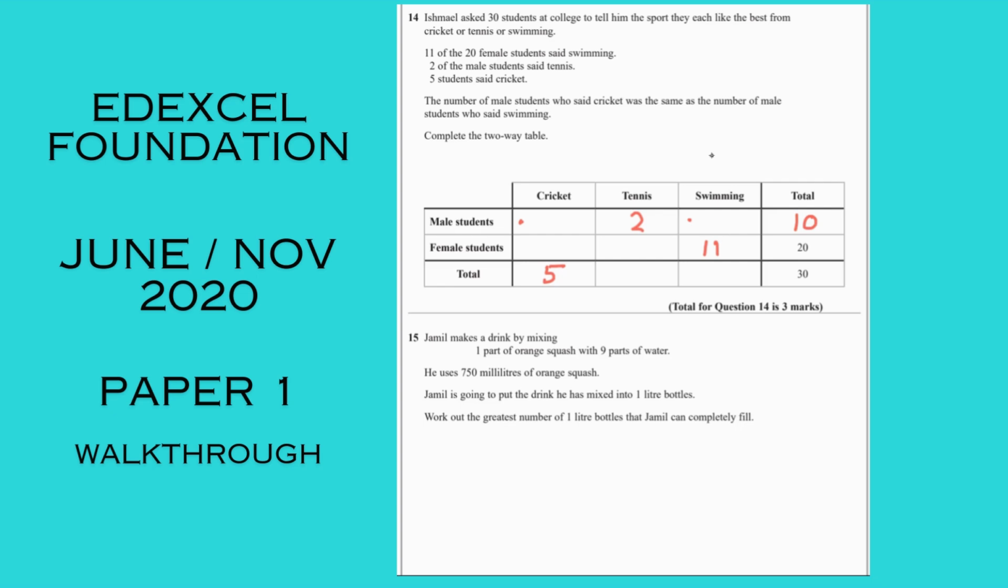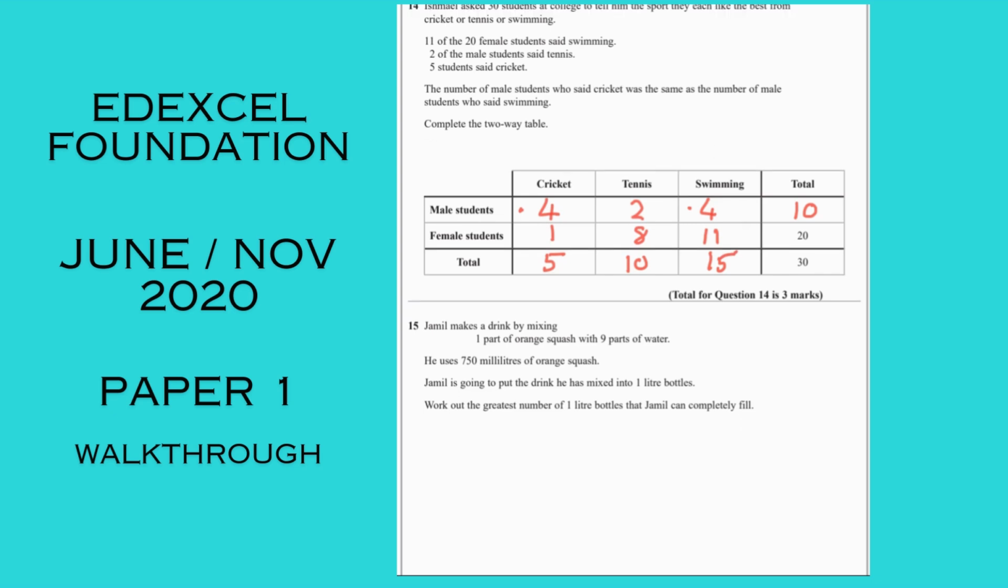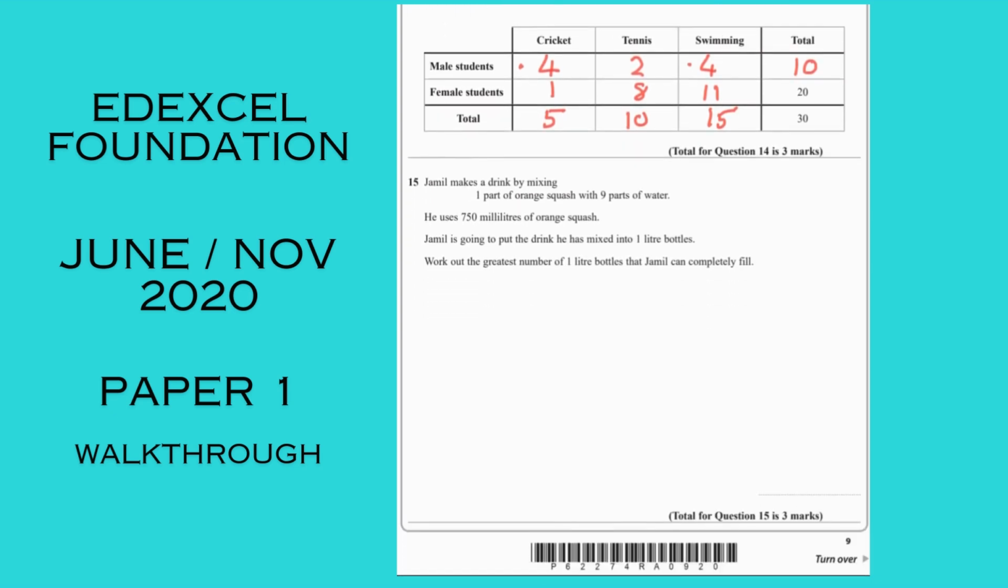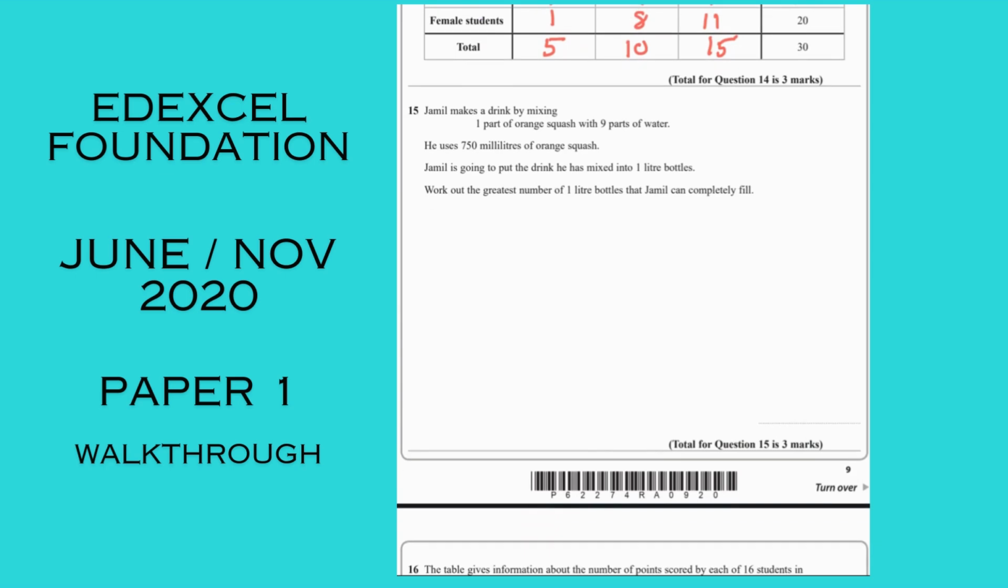10 take away 2 gives us 8, which we split in half. And now we can go 4 plus 1 makes that 5. 1 and 11 across the female students makes 12. In goes an 8. 2 plus 8 make 10. 4 plus 11 make 15. And we should finally double check across that row makes 30, which it does.